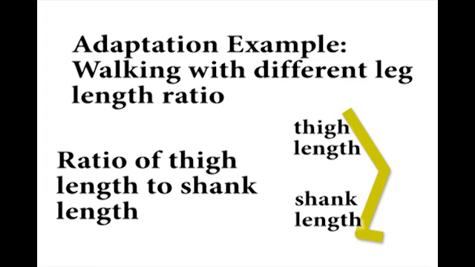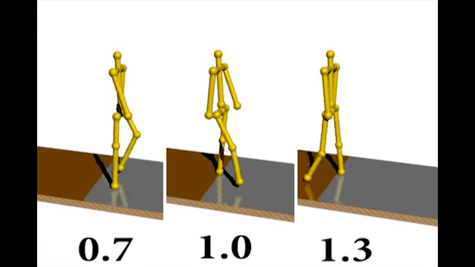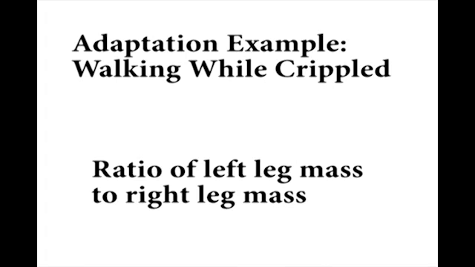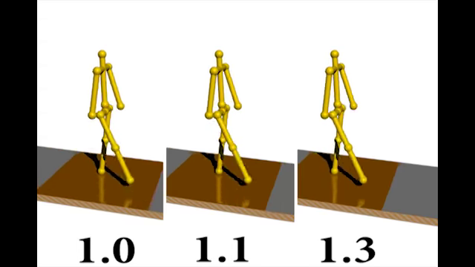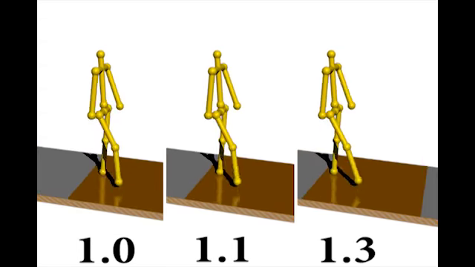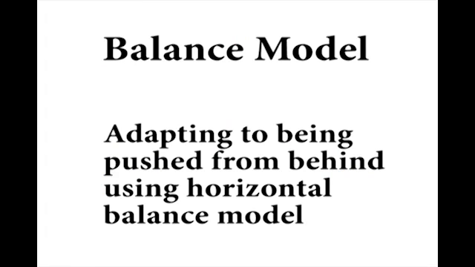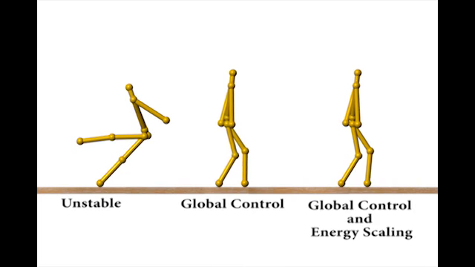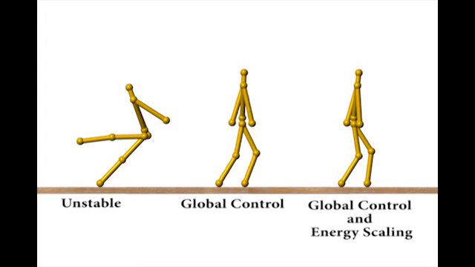We can alter the ratio of length between the upper and lower parts of the leg. We can alter the mass ratio between the legs, synthesizing a crippled walking behavior. We have also implemented a simple horizontal periodic balancing model. The starting state for the left figure lies outside of the basin of attraction. In the middle and on the right, energy scaling allows us to reduce the radius of the limit cycle.